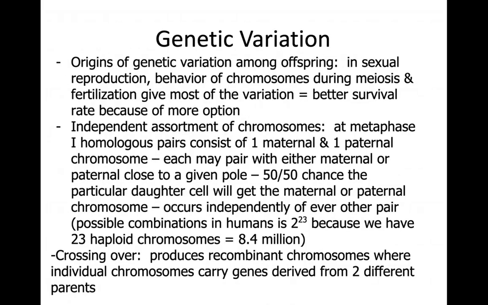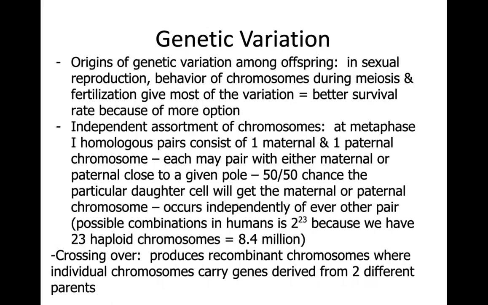So the big reason for doing sexual reproduction is genetic variation. The behavior of the chromosomes during meiosis and fertilization is going to give most of the variation. This is going to give the organism better survival rates because there's more options. If something goes wrong or there's a drastic change in the environment, with more options out there, you're more likely to have one that's going to survive. Part of the reason for this is we have independent assortment of chromosomes.